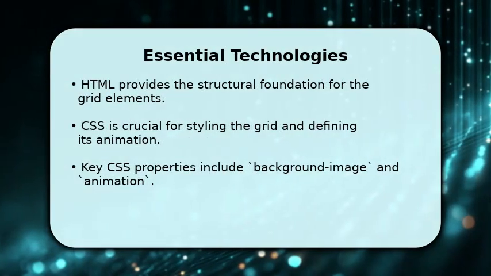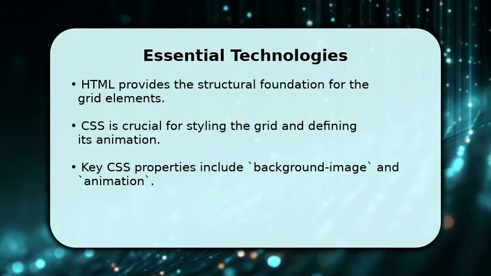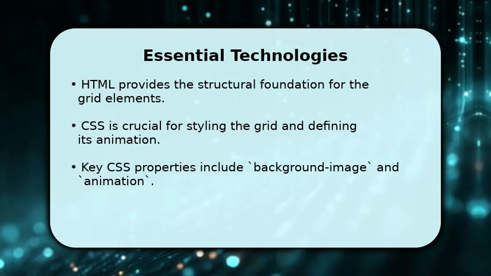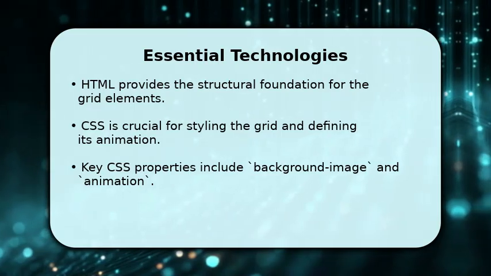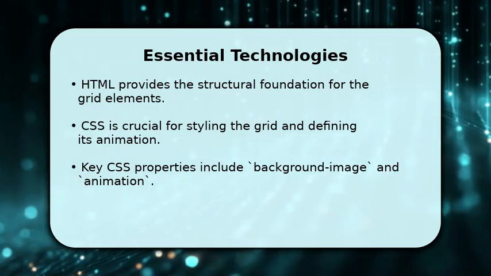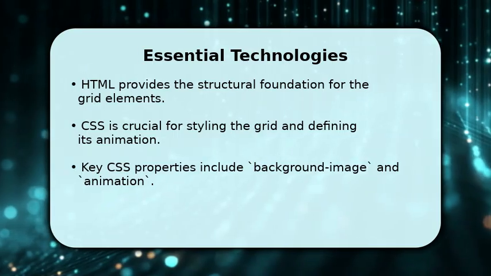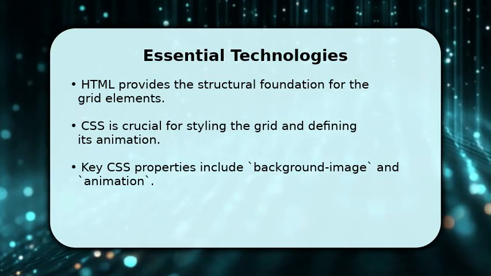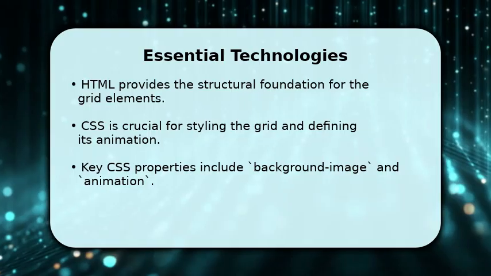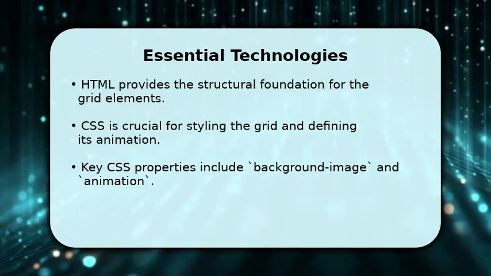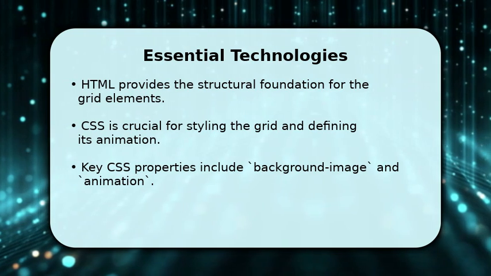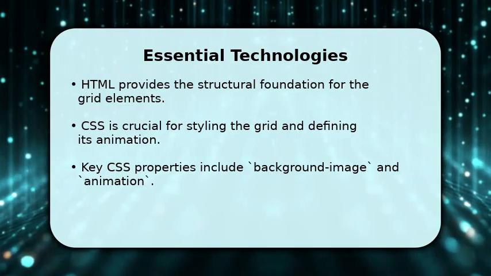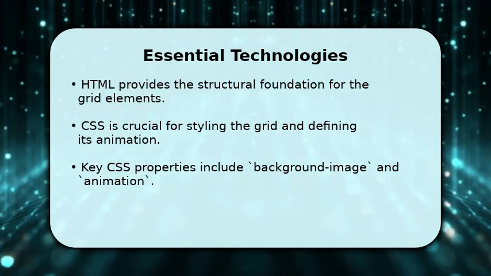To create an animated grid background, you will primarily use HTML and CSS. HTML sets up the basic structure, perhaps a container element. CSS then takes over, defining the grid pattern itself using properties like background image with gradients, and then animating it. For instance, you might use a linear gradient to create the lines, and then animate its background position or transform property. While CSS handles many animations, JavaScript can be employed for highly interactive or procedurally generated grids, offering greater control over complex movements and user interactions.